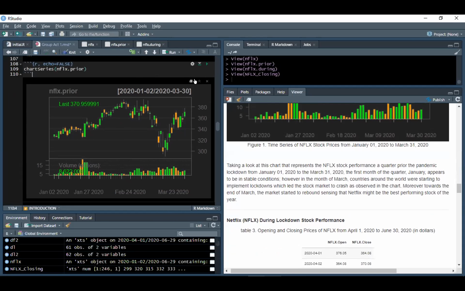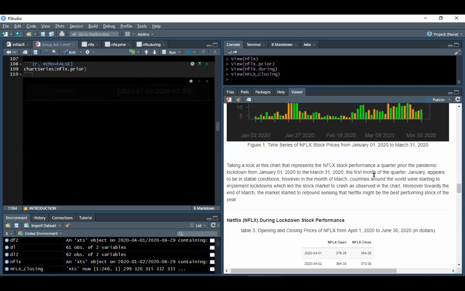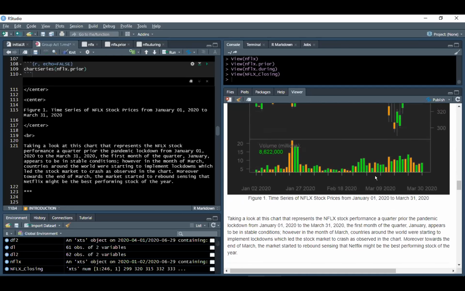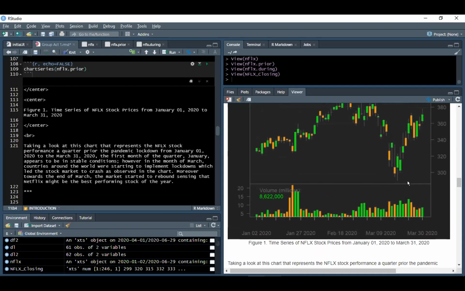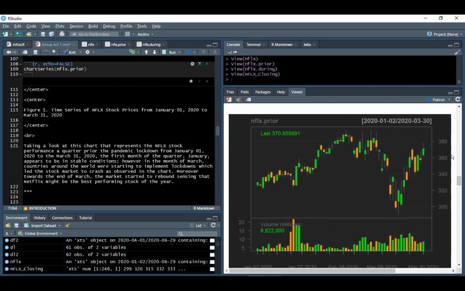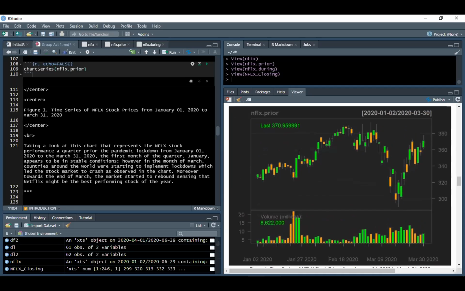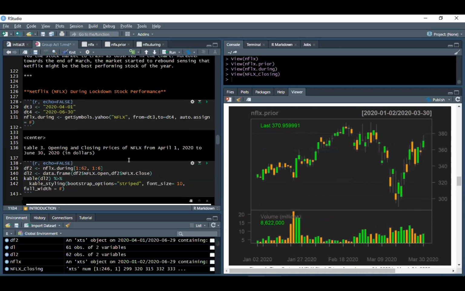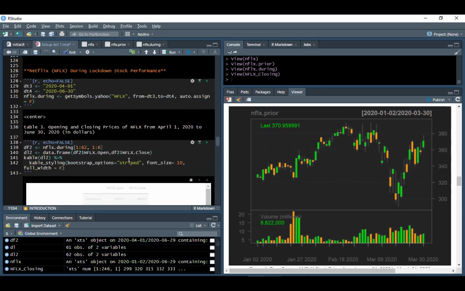As you can see, if you take a look at the chart, from January to February the stock was extremely stable. But during March, when lockdown affected 100 plus countries, the stock tanked, and then investor sentiment decided that Netflix was a good stock to buy in 2020, so the stock rebounded immediately. Thank you.